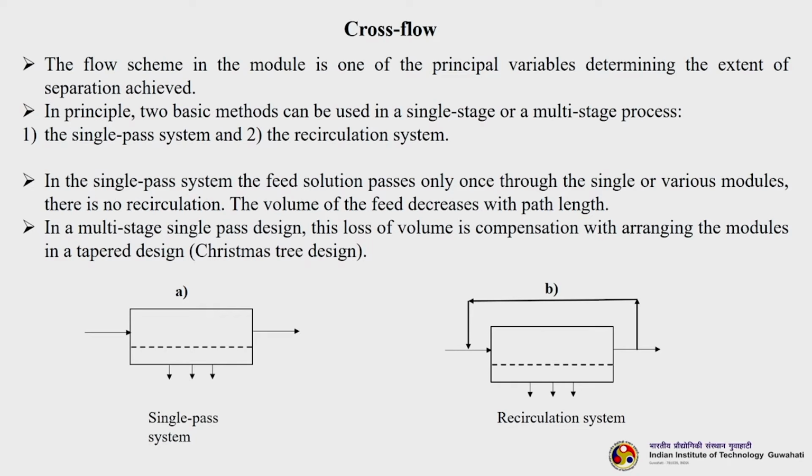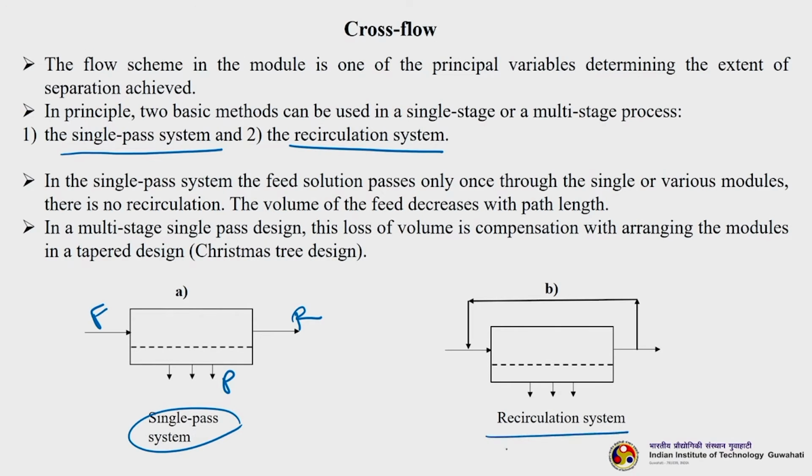So, the flow scheme in the module is one of the principal variables determining the extent of separation achieved. In principle, two basic methods can be used in a single stage or a multi-stage process. One is called the single pass system, another is the recirculation system. This is the single pass system. What is happening in this? The feed solution passes only once through the single or various modules. There is no recirculation, so the volume of the feed decreases along the path length.